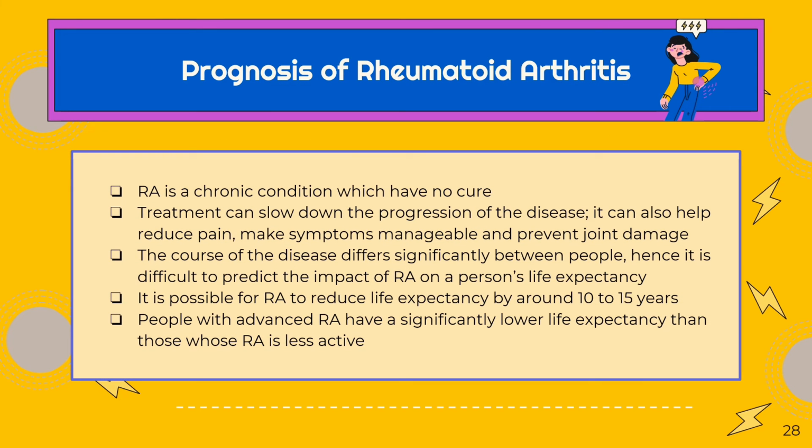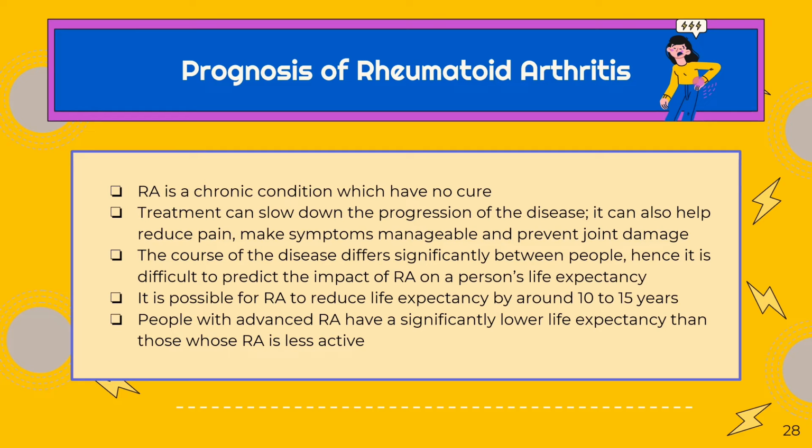As for the prognosis of rheumatoid arthritis, treatment can slow down the progression of the disease. It can also help reduce pain, make symptoms manageable, and prevent joint damage. A person's prognosis depends on many factors including their age, disease progression, any complications, and lifestyle factors. It is difficult to predict the exact effect that RA will have on a person's life expectancy because the course of the disease differs significantly among individuals.